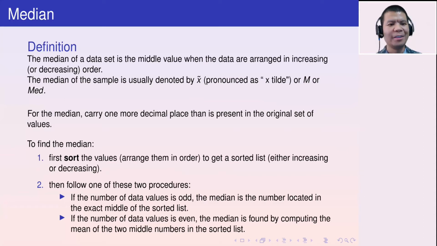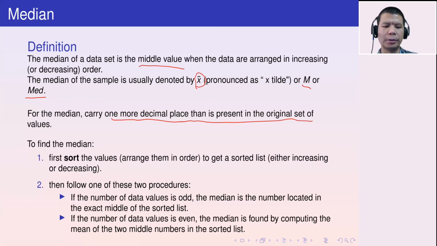So what other measures should we use in such cases? Let's introduce one here. That is the median. So what is a median? The median of a data set is the middle value when the data are arranged in increasing or decreasing order. The median of a sample is usually denoted by x tilde or capital M or MED. For the median, we again carry one more decimal place than the original data values. The round-off rule is the same as for the mean.